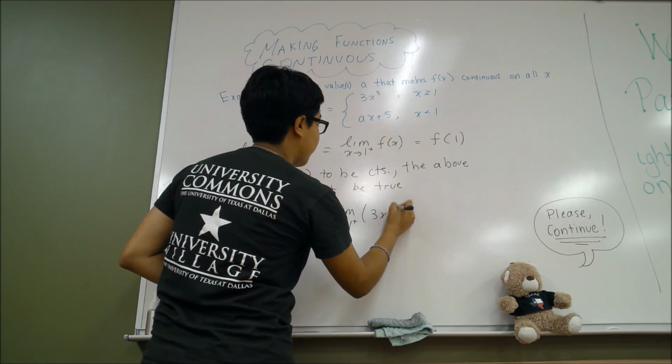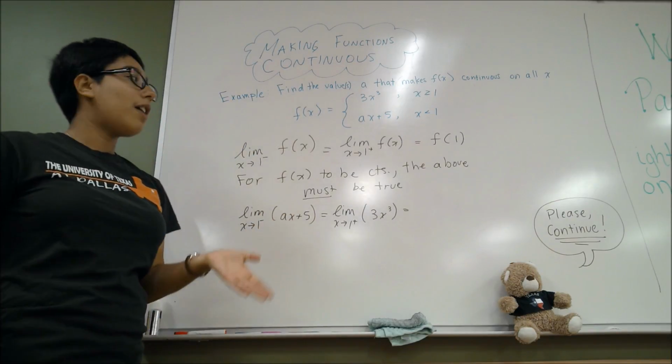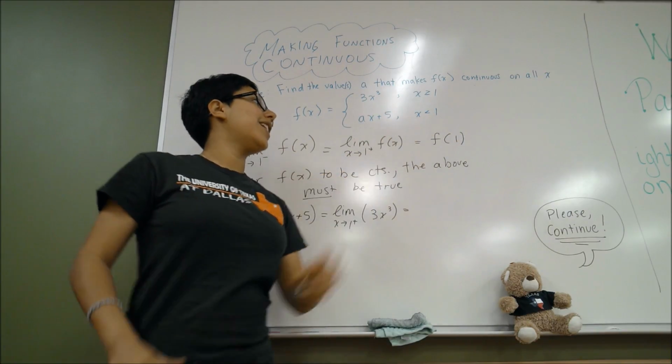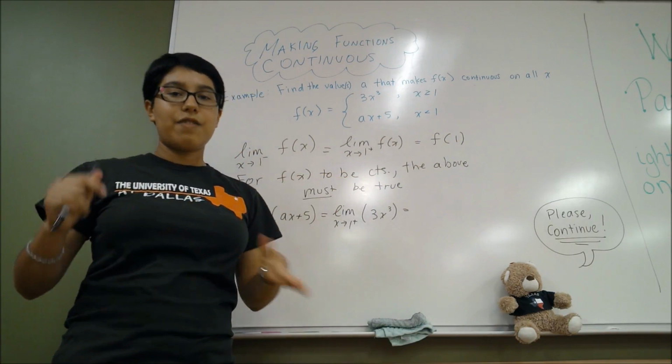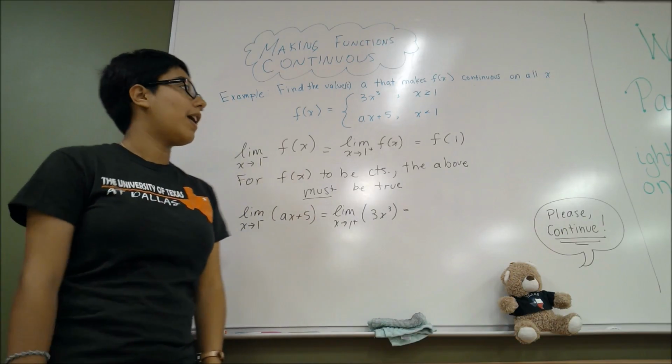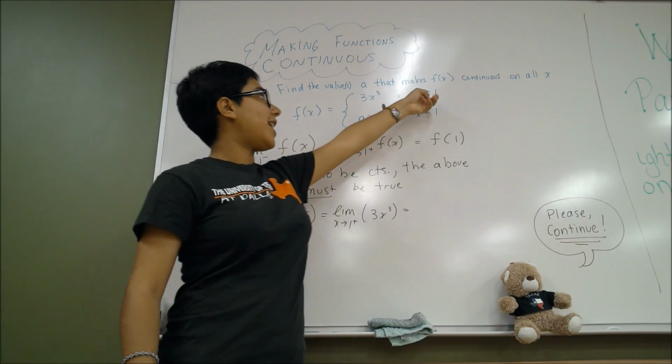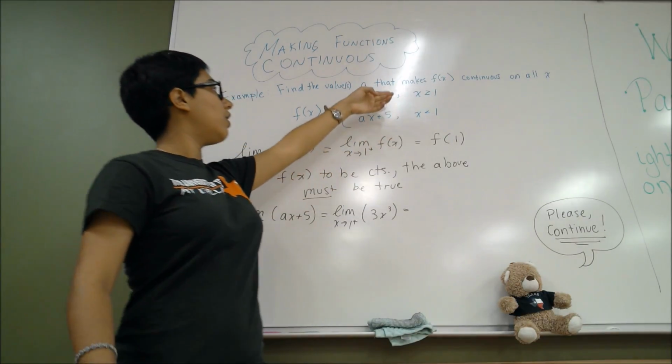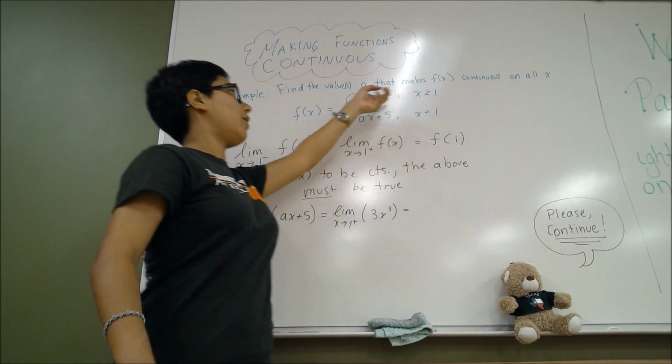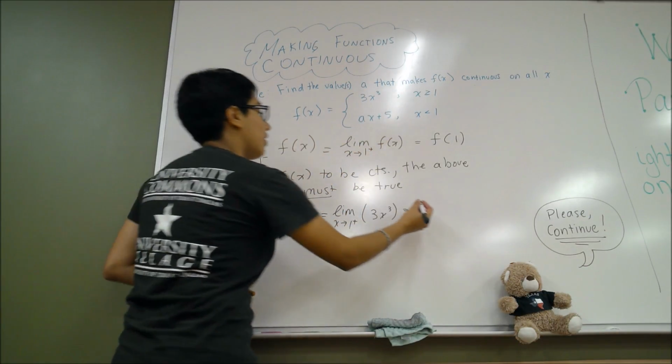3x cubed. Alright, now for the last bit. How is f defined when it equals 1? Here it's pretty obvious that it's going to be equal, when x equals 1, we're using this equation again. So we're just going to use that.